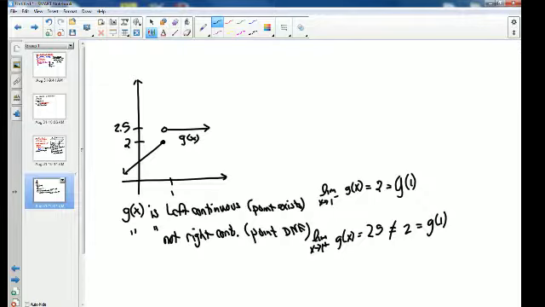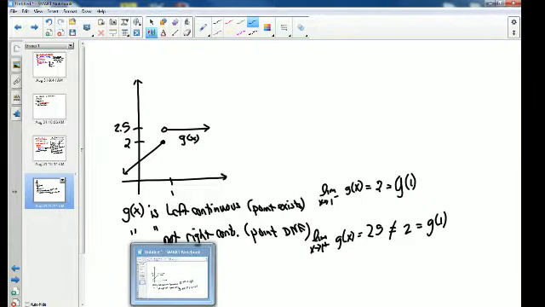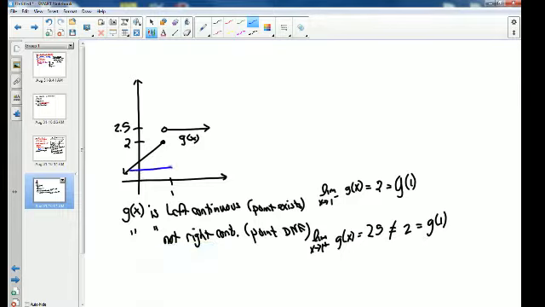I have a question. Can you have something that's left continuous and right continuous but not completely continuous? Yes. If that dot was filled in, it would be left and right continuous but not continuous. That would not be a function either. But yes, you can do this: left and right continuous, not completely continuous.